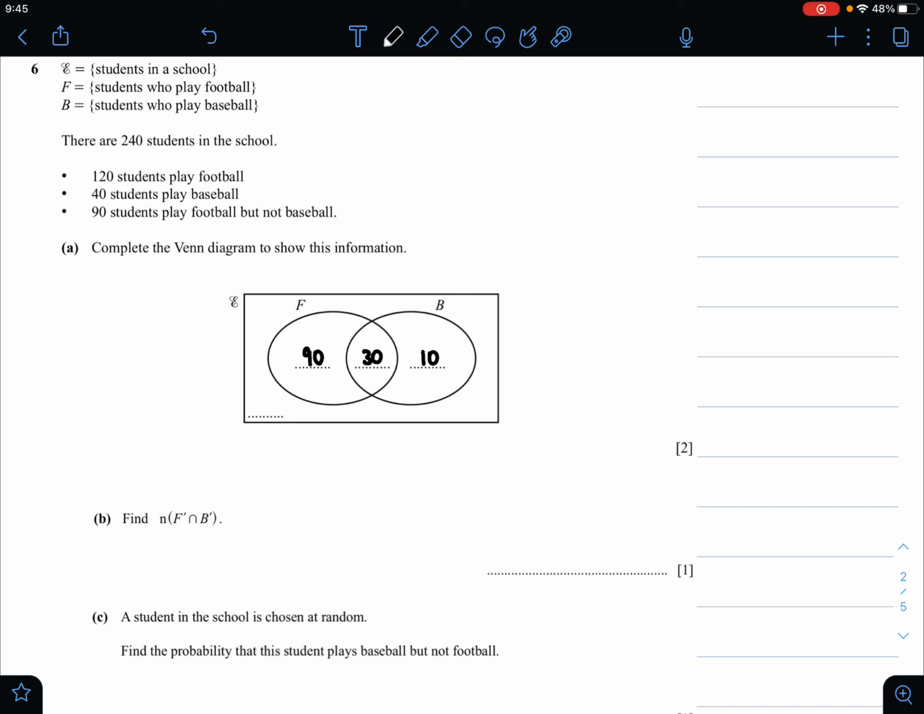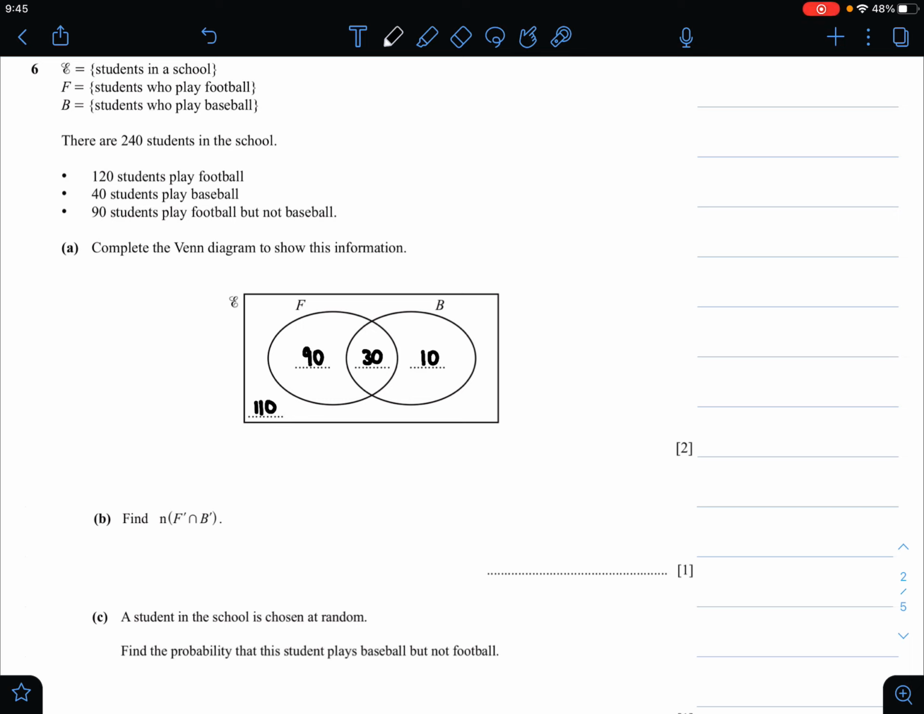Now there are a total of 240 students in school. So 240 minus 90 minus 30 minus 10 will give us 110 as the remaining. So these 110 students are those students who don't play either of the sports, that is football or baseball.